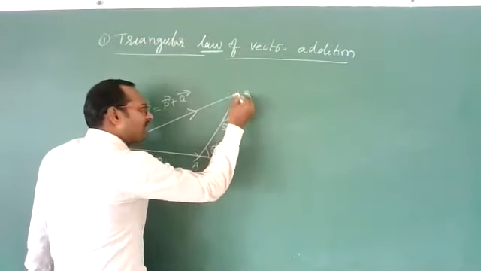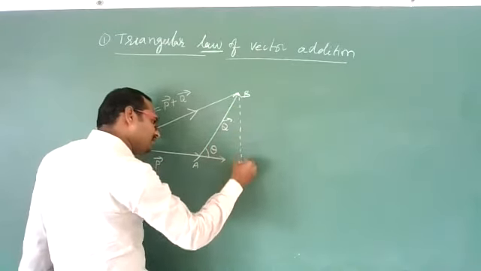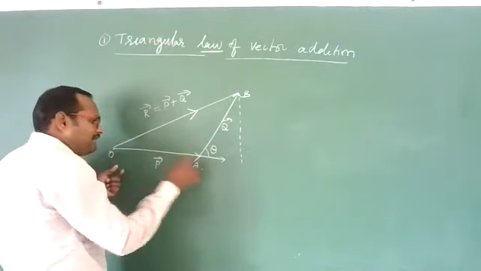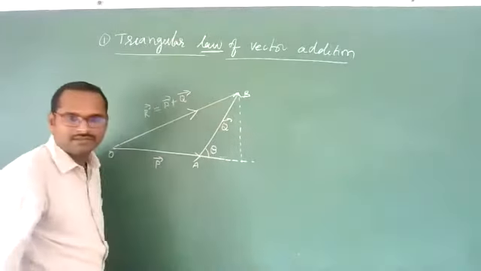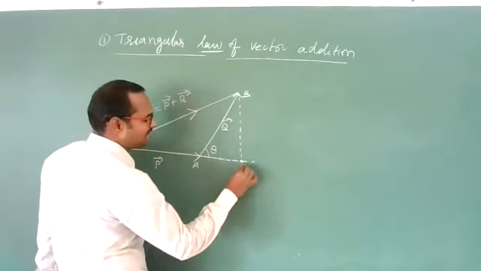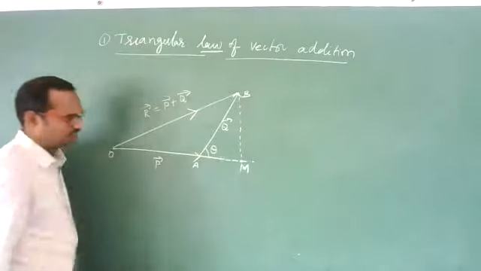Now, to find the R bar magnitude, just drop one perpendicular from B. Yes, one perpendicular I am drawing from B, and extend the first vector P bar in the forward direction like this. These two will meet at one particular point. Let us call this point M.